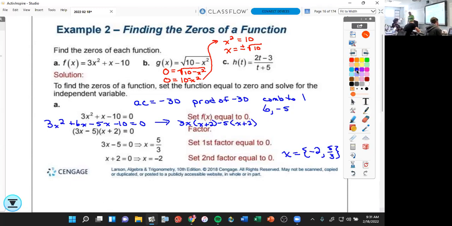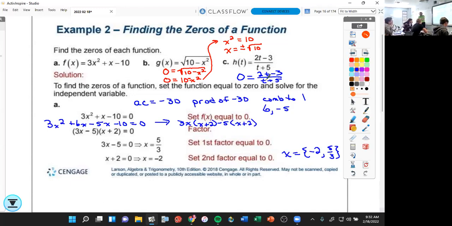Part C, how do I find the zeros? h of t. Okay, set y to 0. So 0 equals 2t minus 3 over t plus 5. Let me ask you this. Can the bottom ever be 0? Why not? That's illegal, right? Because it's undefined.